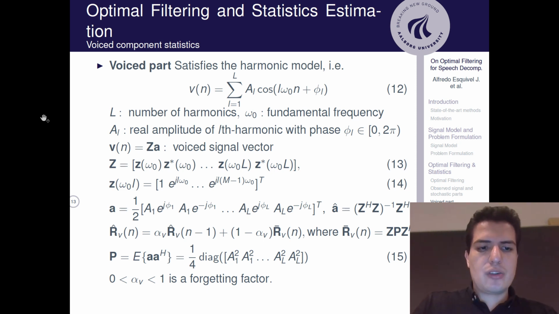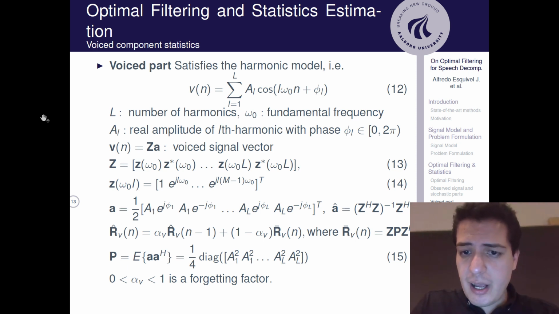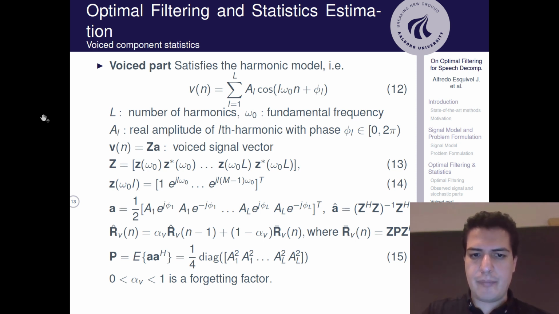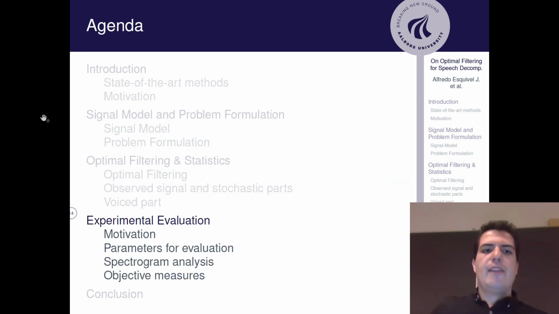And because the speech voice component may also be non-stationary across a segment, we smooth the covariance matrix. So basically RV bar is given by Z P Z Hermitian, and we also smooth it with respect to the previous frame by considering a forgetting factor alpha V. And for this we need the P matrix, which is the covariance matrix of the amplitudes. In the real case it is given by one quarter of the diagonal of the squared amplitudes repeated two times. Then I will detail the experimental evaluation: the motivation, parameters, spectrogram analysis, and objective measures.